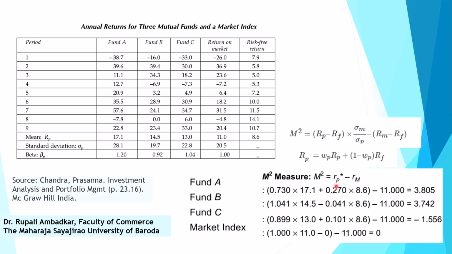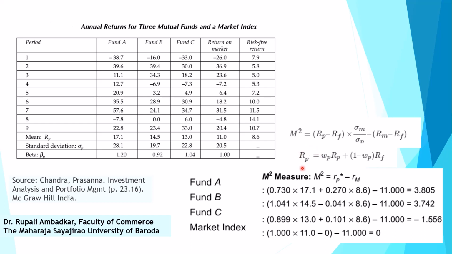Now the remaining amount, 1 minus 0.73, which is 0.27, is the weight for the risk-free assets to be invested, and the risk-free average return is 8.6. So the weight of the risk-free assets multiplied by the average return gives you the weighted return for the risk-free assets. Together, we are adding these to find the adjusted return of the portfolio.